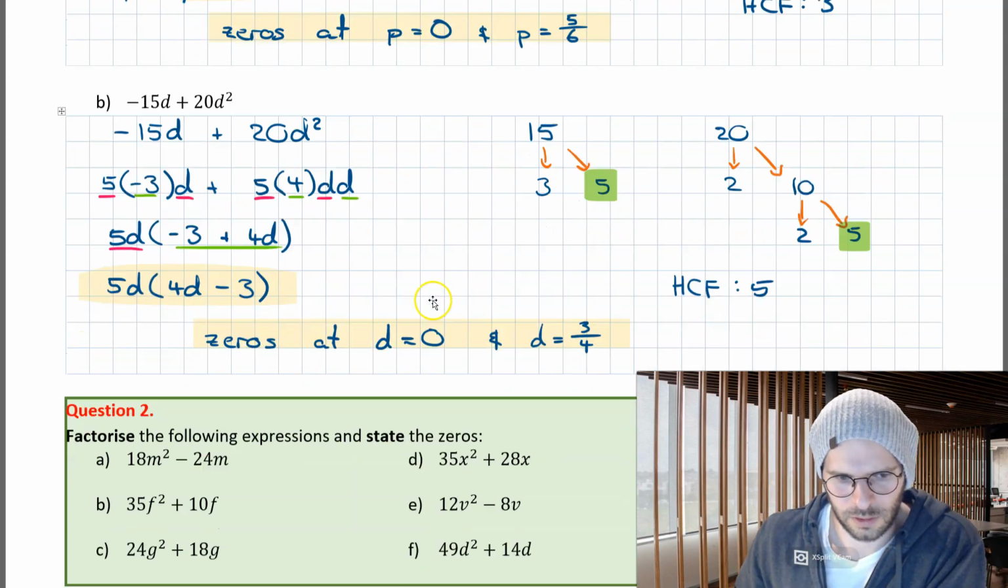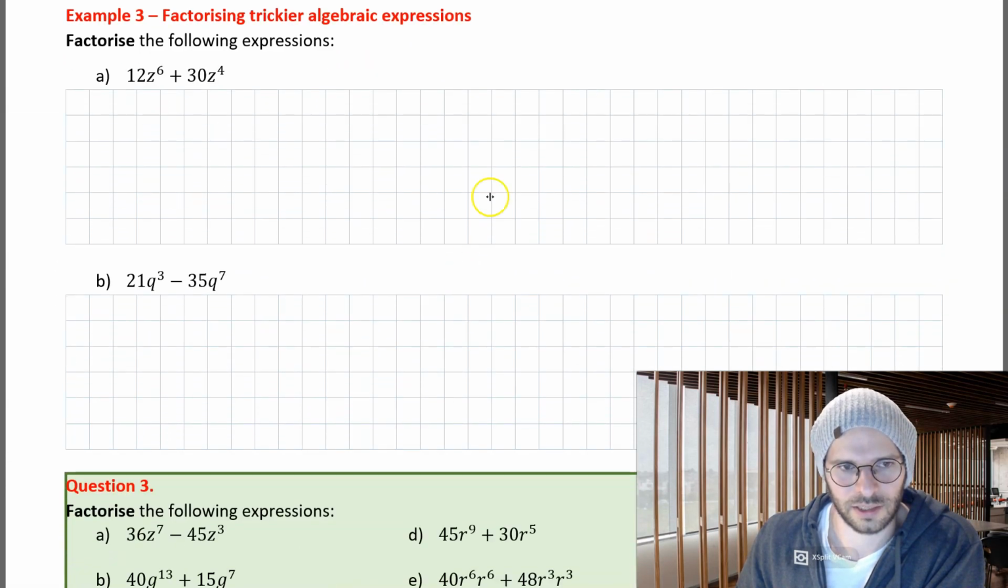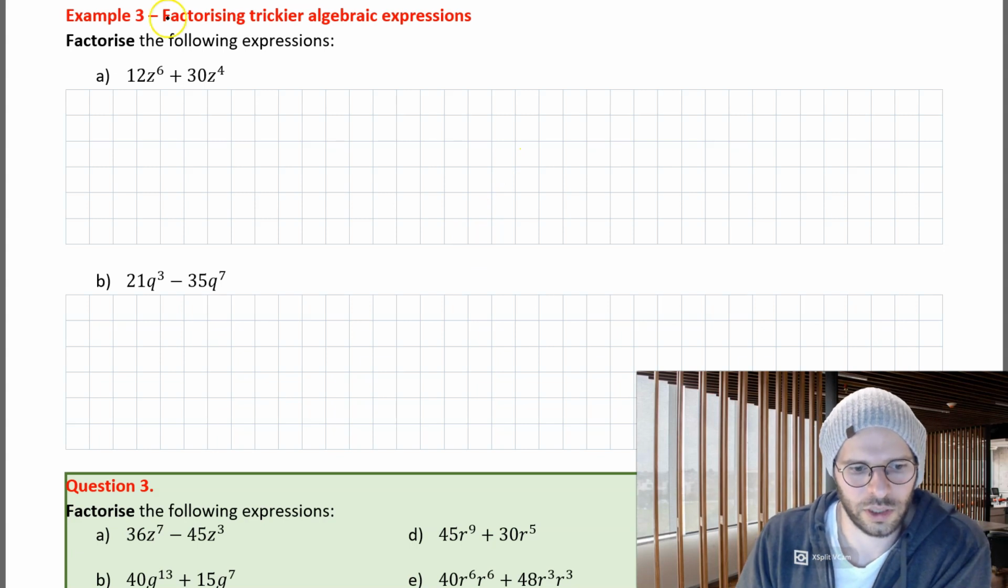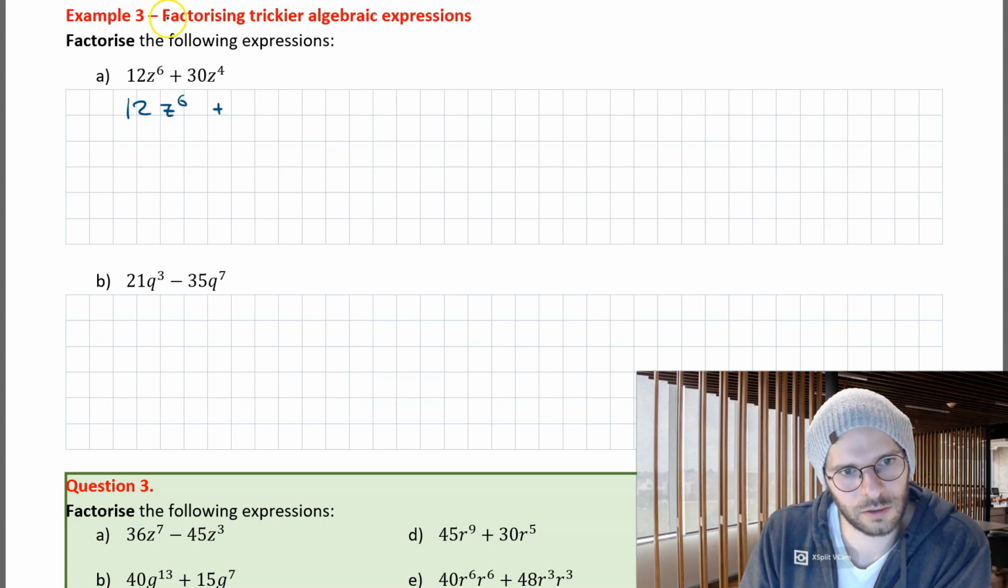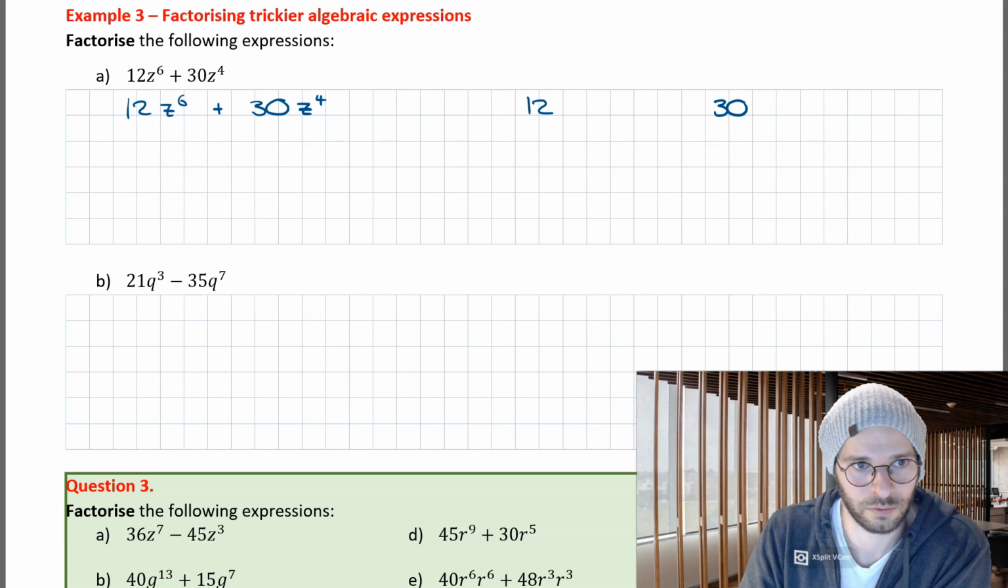Okay, let's have a look at something a little trickier. Example 3, factorize. We arrive at some expressions that look harder but are actually the same as what we've already been doing. We've got 12z to the power of 6 plus 30z to the power of 4. We want to factorize this. Now again, we'll factorize this by finding the highest common factor between 12 and 30.